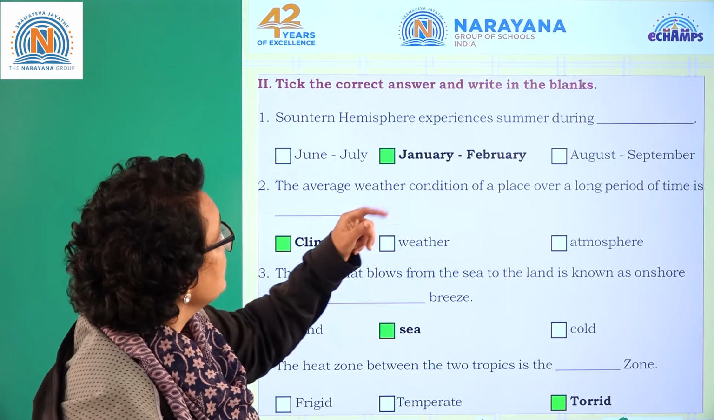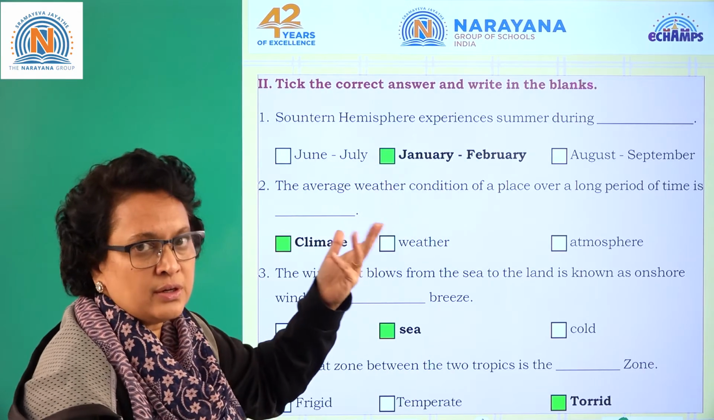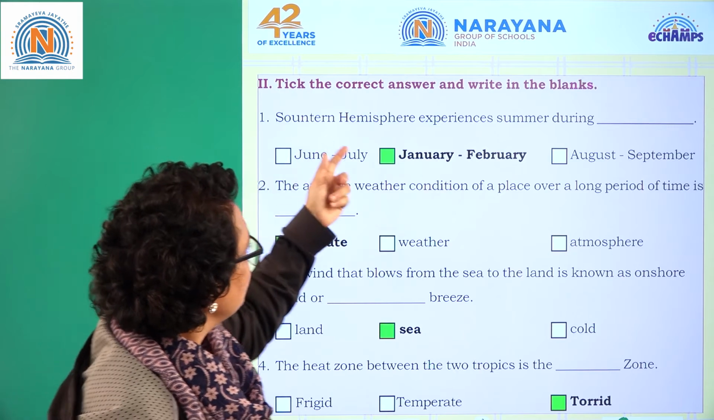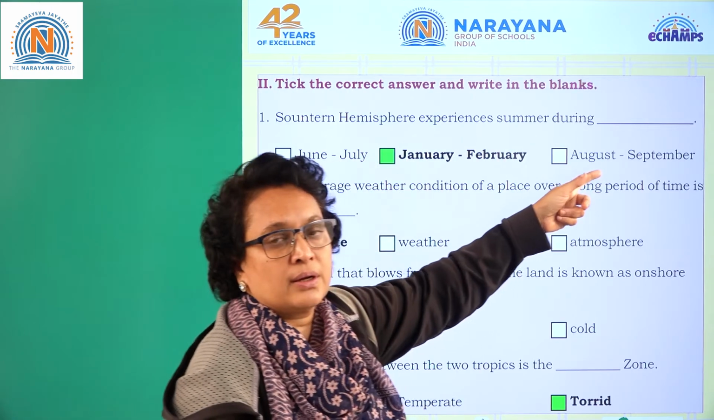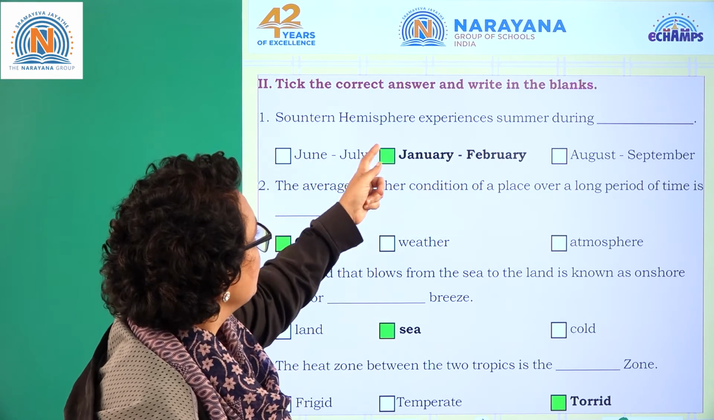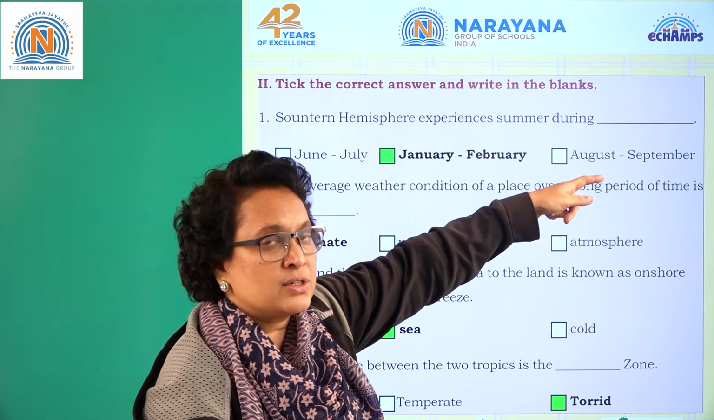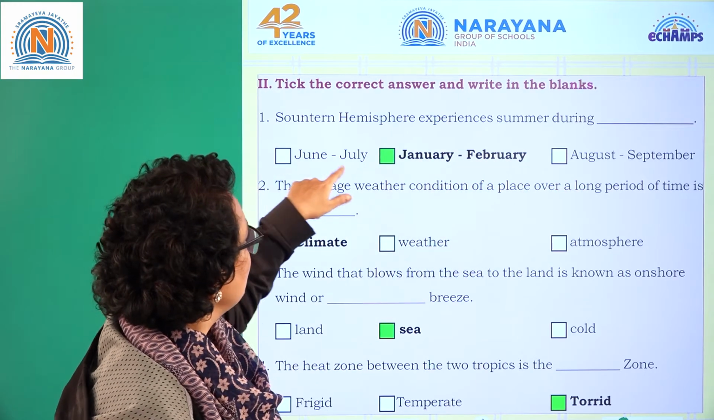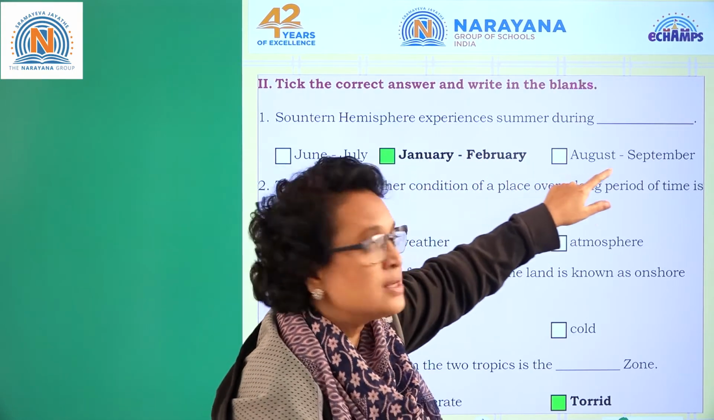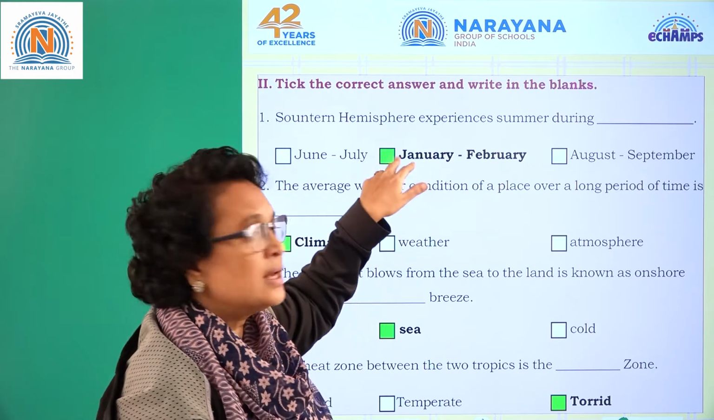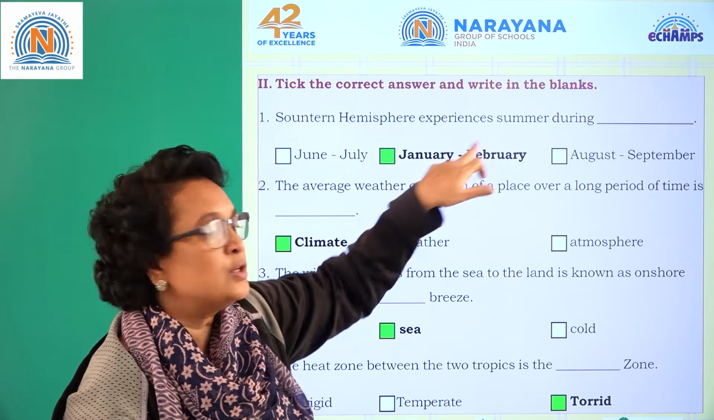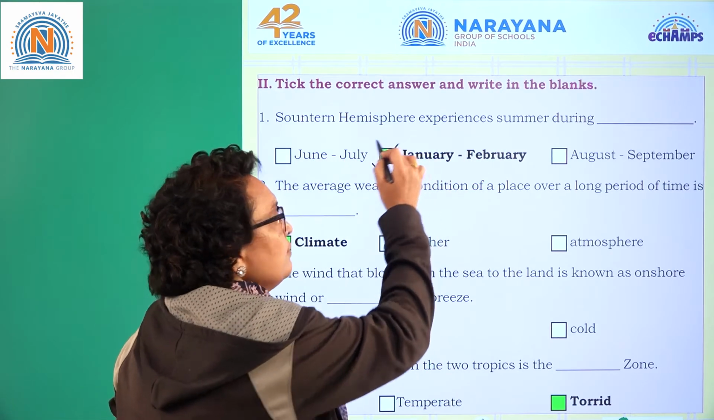Tick the correct answer and write in the blanks. So you can tick or else you can write. Southern hemisphere experiences summer during dash. We have June, July, January and February, August and September. If you see all this, the southern hemisphere experiences summer during January and February.